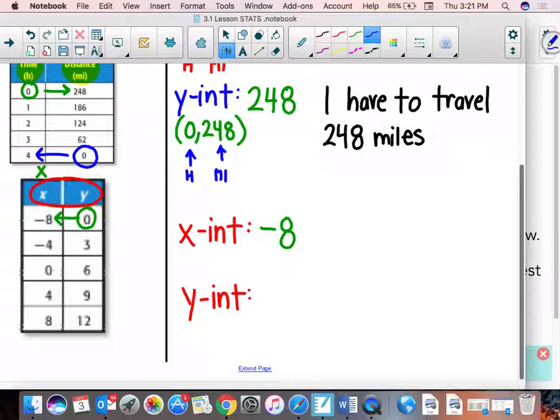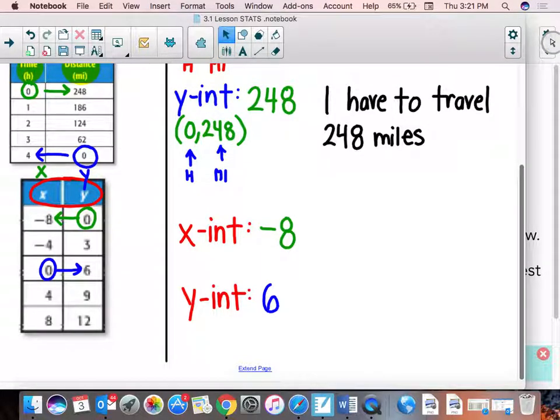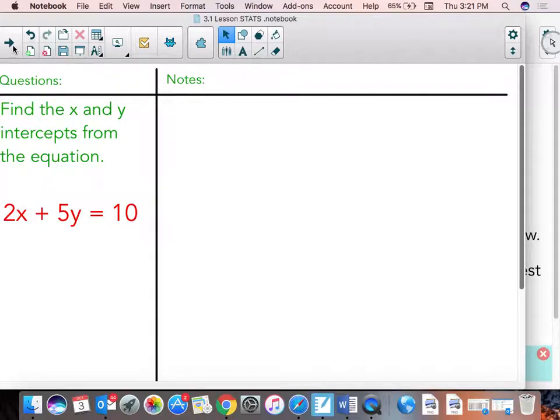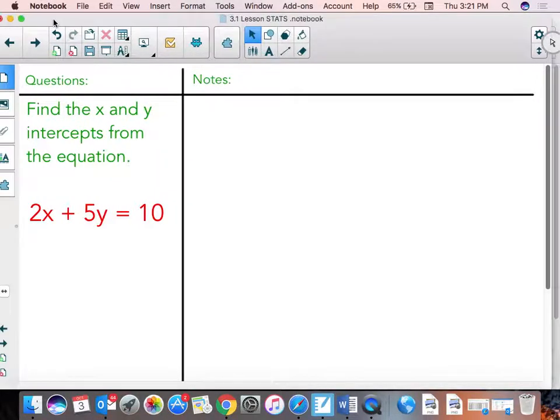Our y-intercept is when x is 0. It will fall under that y column, which is 6. So on your homework, you'll have some describing the meaning and some where you just have to say the intercepts. All right, our third kind is an equation.